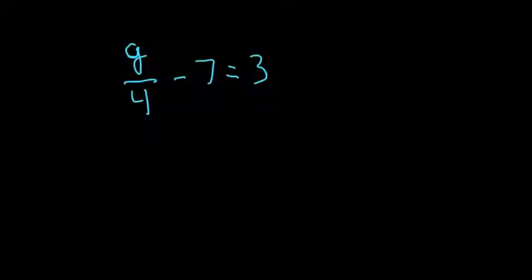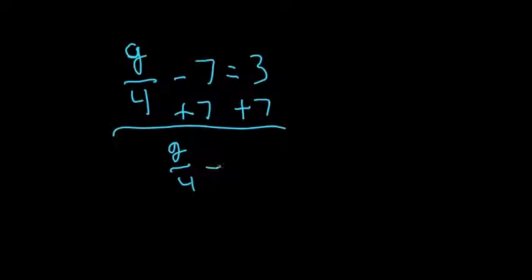Alright, so now I have g divided by 4 minus 7 equals 3. So again, order of operations backwards means I need to get rid of my addition and subtraction first. So I have g divided by 4 minus 7, and I need to get rid of that minus 7 first. The opposite of subtracting 7 is adding 7. I need to add 7 to both sides to keep my equation balanced. So minus 7 plus 7 gives you 0. So I got g divided by 4 equals 3 plus 7 is 10.